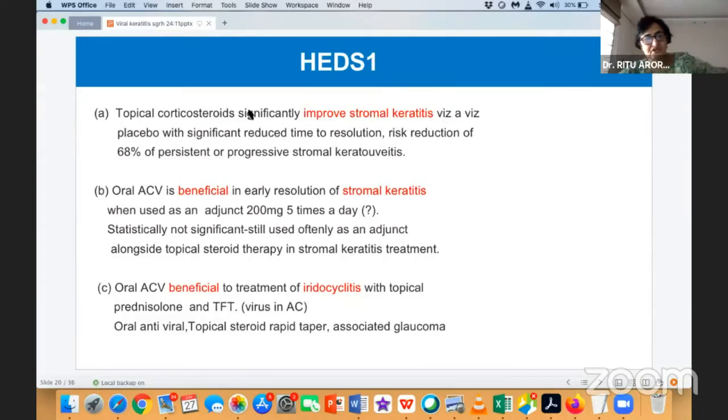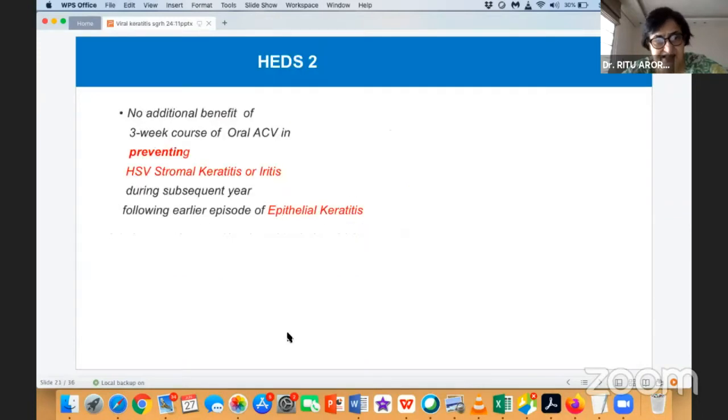As far as the different studies which have been done, the Herpetic Eye Disease Study 1 said that topical corticosteroids significantly improve stromal keratitis. Oral acyclovir is beneficial in the early resolution of stromal keratitis when used as an adjunct, and oral acyclovir is beneficial in the treatment of iridocyclitis. There are certain specific indications of using oral acyclovir, which I will be coming on to. In a case of epithelial keratitis, if you start the patient on oral acyclovir, there is no additional benefit in preventing stromal keratitis or iritis during the subsequent years.